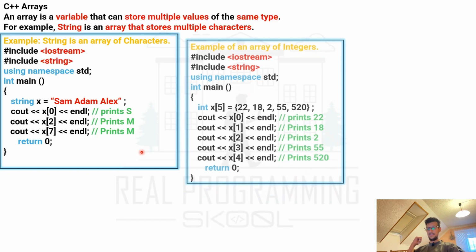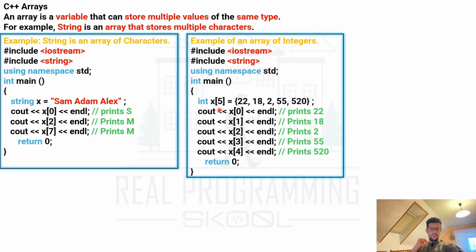I will do it like this: int x[5]. For example, instead of defining 5 integer variables, I will just define one integer data type, declare one variable, and put between two square brackets 5 next to the name of the variable. And after that equal, because I want 5 integer values, between two curly brackets I will put the initial values that I will assign to the variable x: 22, 18, 2, 5, 520.